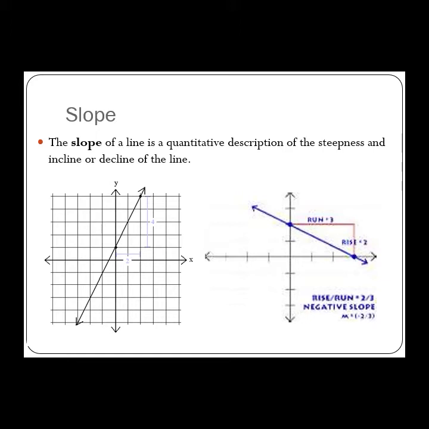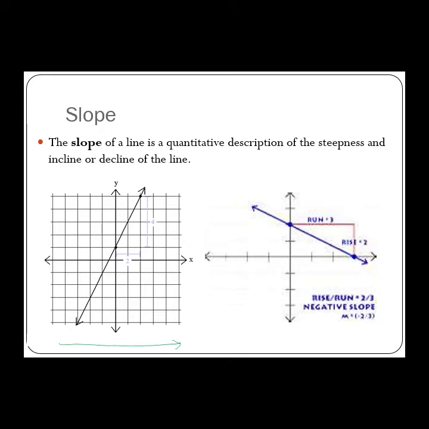Slope is a quantitative description. That means a number that describes how steep the line is, either as an incline or as a decline. Going up or going down. When we read a graph, by the way, we read it as if it's moving from left to right. So this first line here on the left is a positive slope because it's moving up. And the second line here on the right is a negative slope because it is moving downwards.